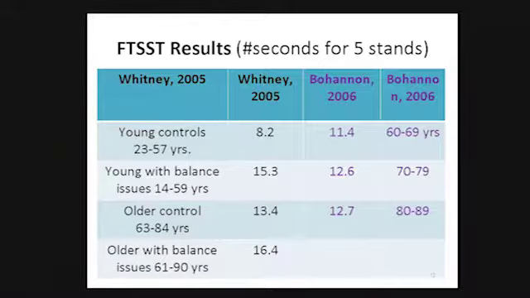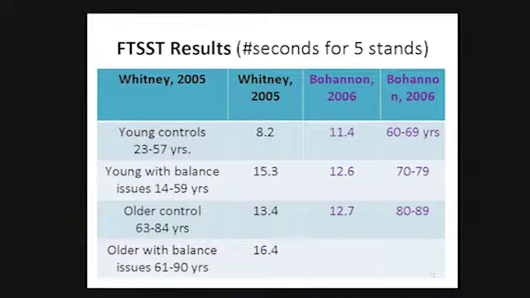This slide is actually divided into 2 different studies. You'll see on the left in black and the right in purple. Whitney said in young controls from 23 to 57 years old, it only took them 8.2 seconds. Young folks who were in for balance issues, almost double the time, 15.3. Older control, normal, healthy, 13.4. Older with balance issues, 16.4.